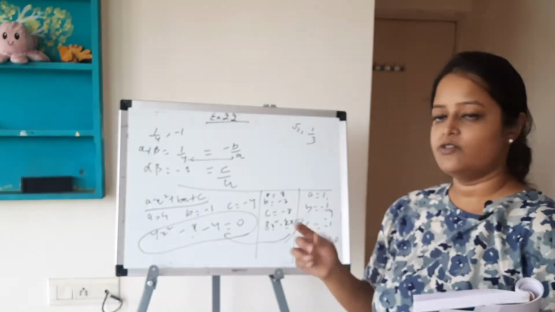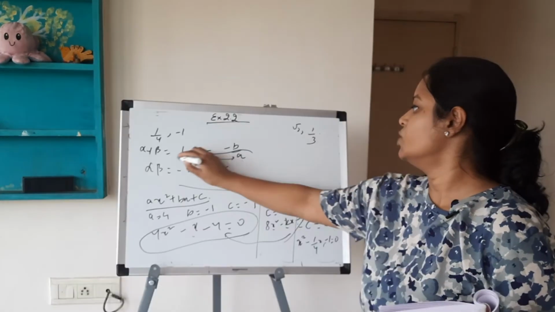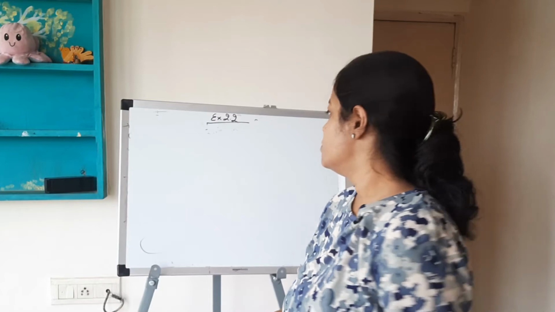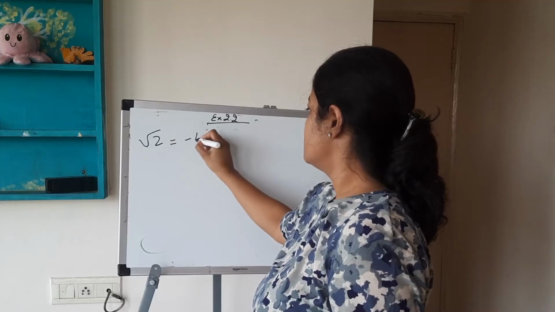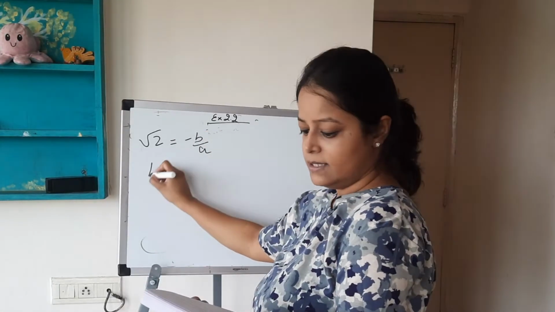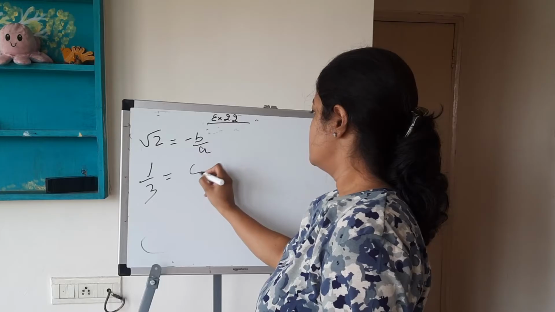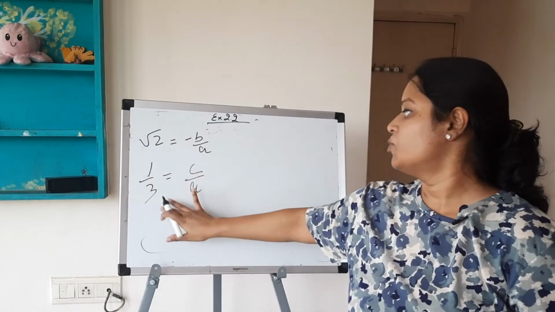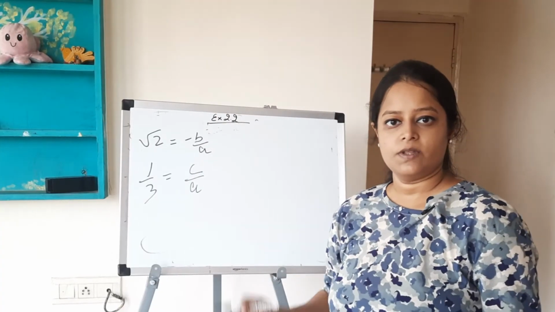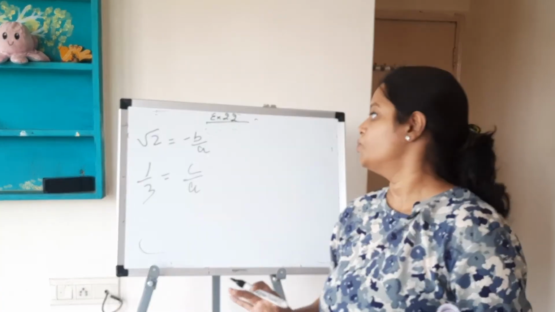So the trick is that I make this equal to the denominator. The question was that this is the sum and this is the product. Find a, b and c. Construct the polynomial. That's what they want us to do.